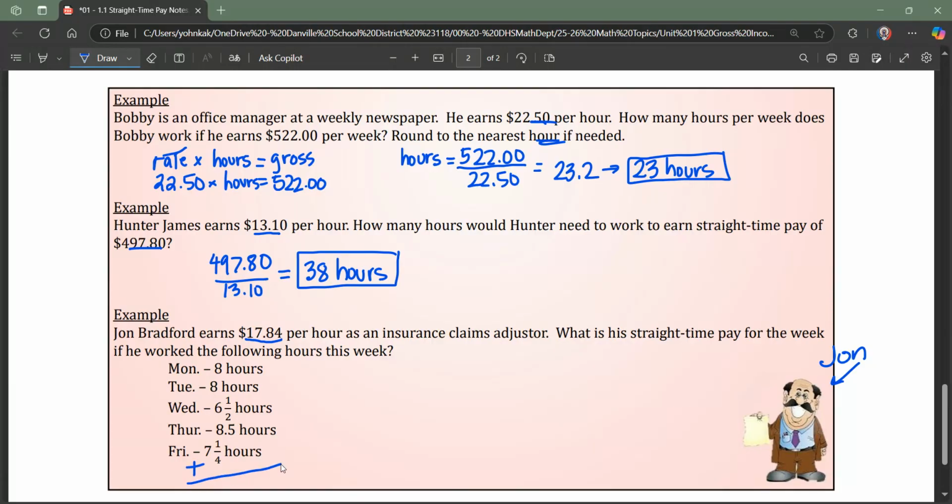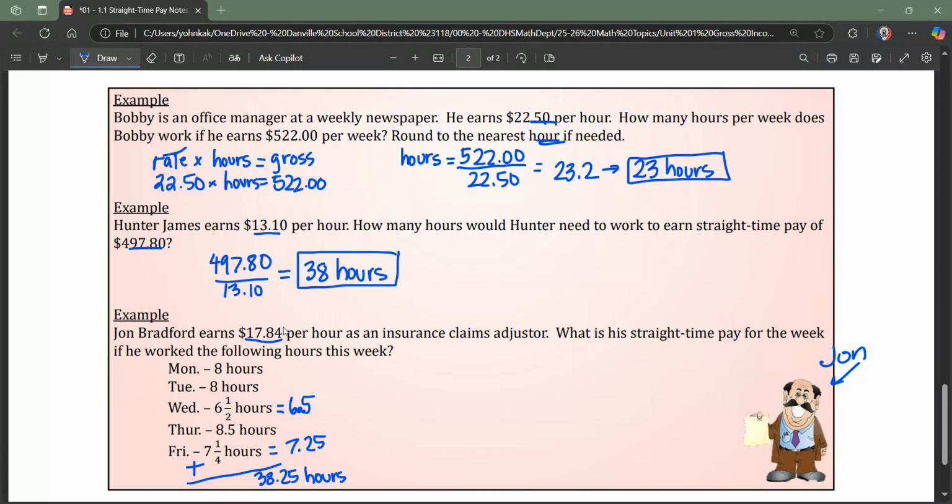Well, first of all, we need to find out his total amount of hours for the week. So I should add all his hours up. Now be careful because this 6 1/2 I can put in as 6.5. And the other one that we have to worry about is 7 1/4. Well, if I do 1 divided by 4 on my calculator, I get 0.25. So I'm going to put 7.25. So if I add all of these together, I get 38.25 hours.